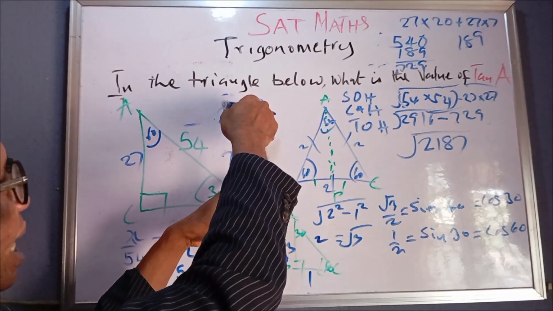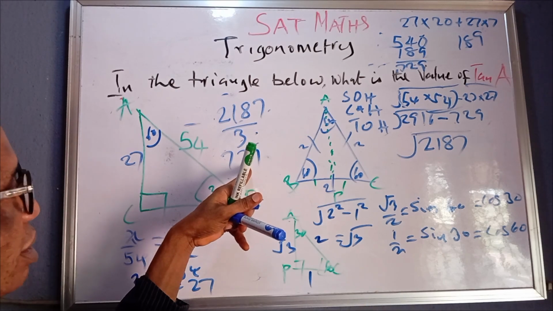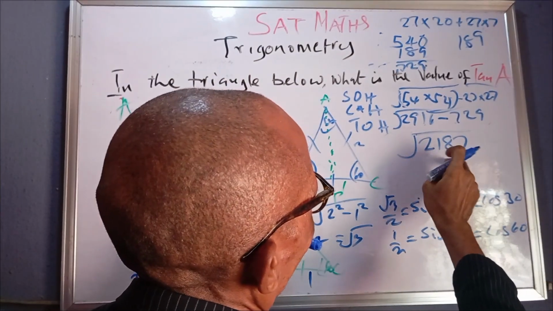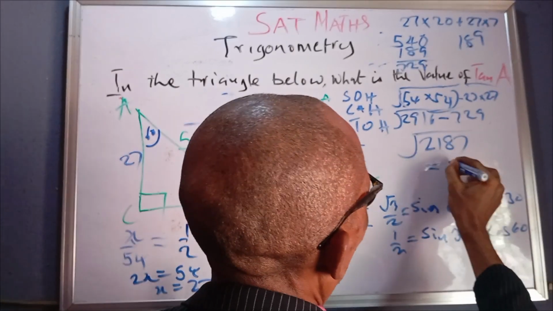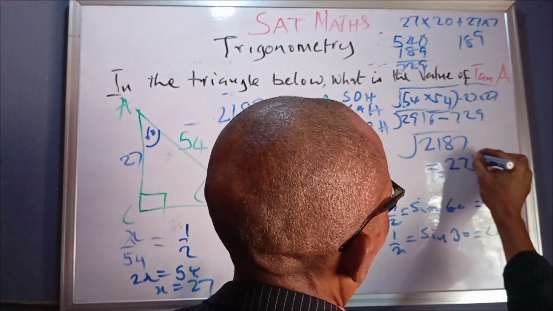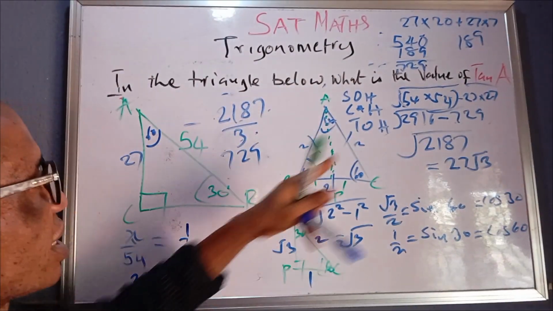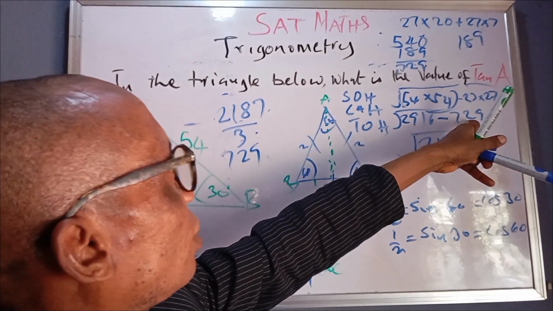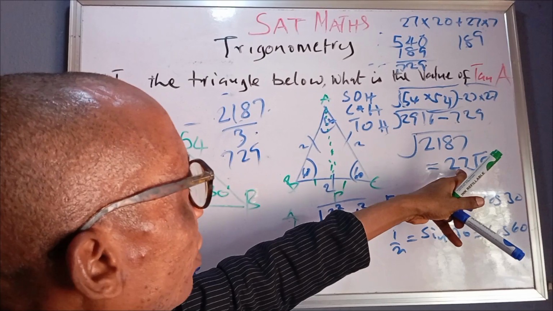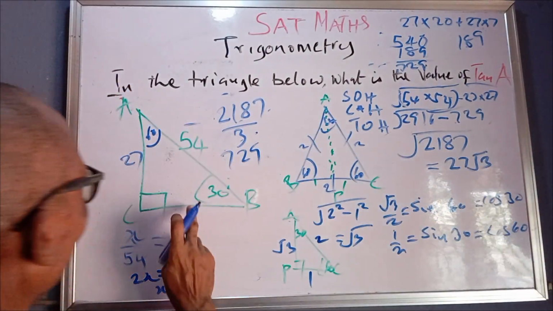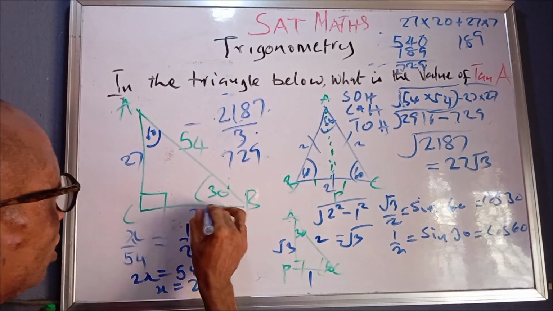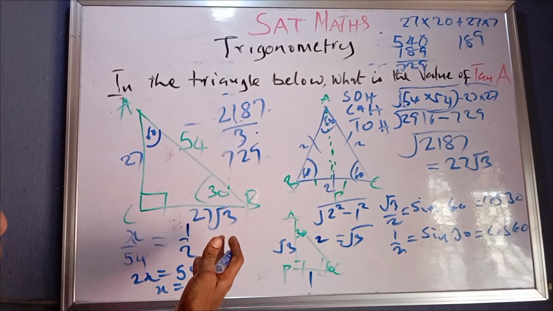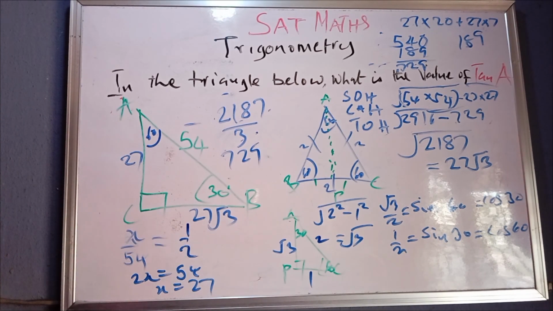And since we divided it by 3, we could just say it's 27 root 3. So this is equal to 27 root 3. Since 3 can divide this and give us 729, and this one is 27 square, so we could just say 27 root 3 is the value of length CB. So since it is 27 root 3, what do we do now?